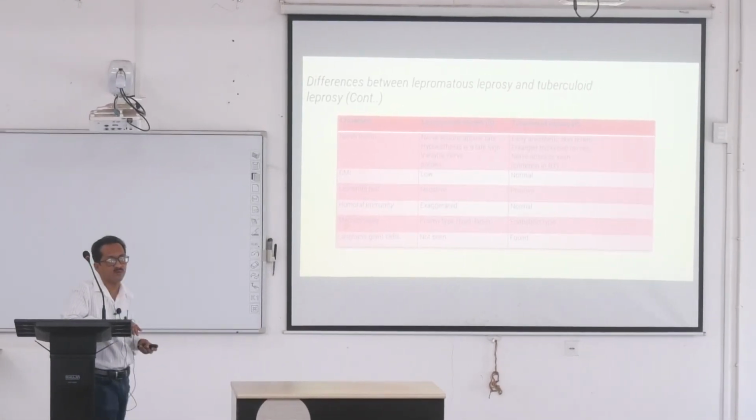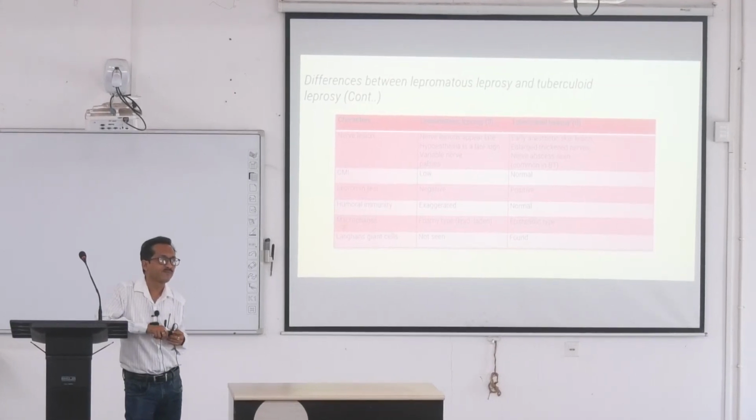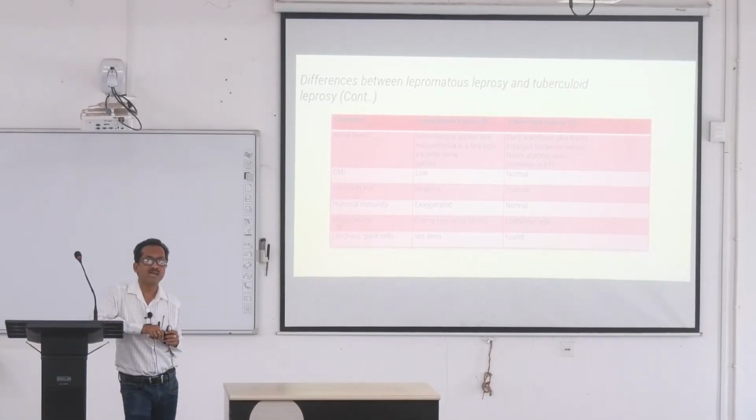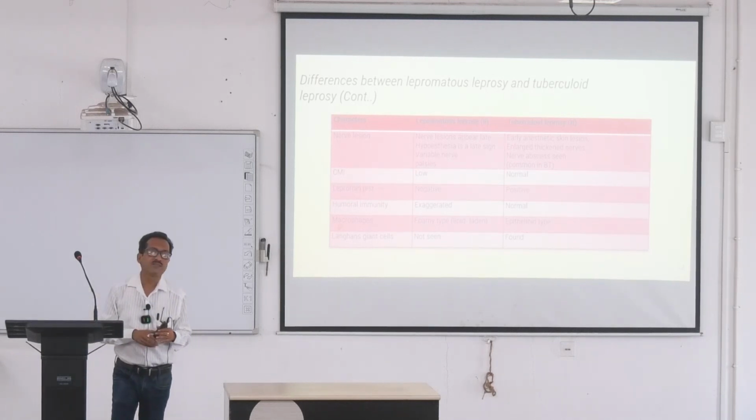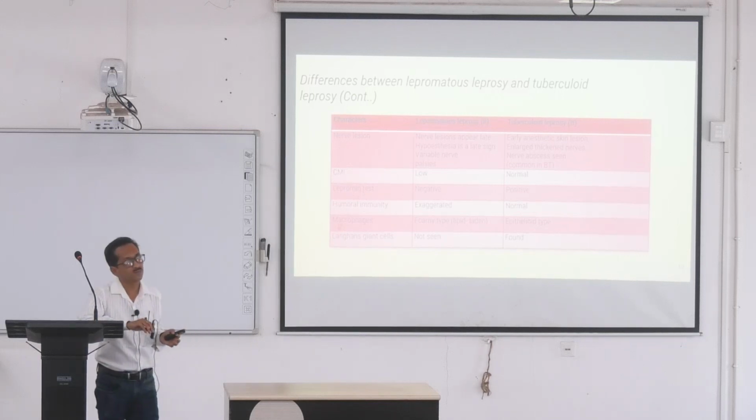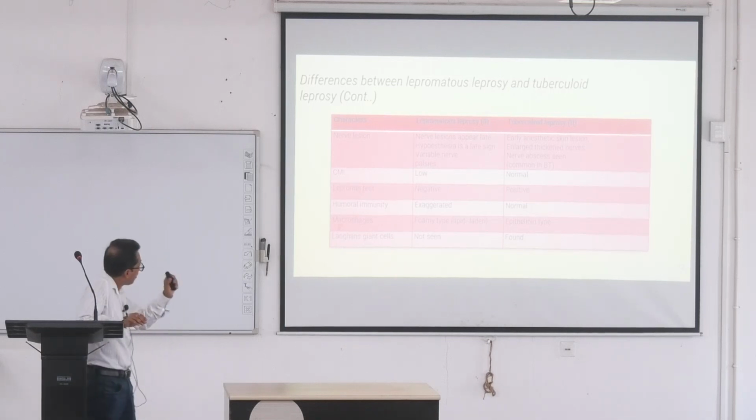Humoral immunity. What do you mean by humoral immunity? You have already completed immunology. Humoral immunity is production of antibody. For controlling the lesion in lepromatous leprosy, humoral immunity probably has no role, because Mycobacterium leprae is an intracellular organism. As it is an intracellular organism, there is a very small role of humoral immunity in the cure or treatment of leprosy.